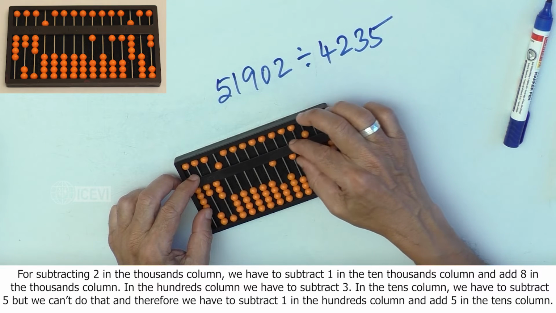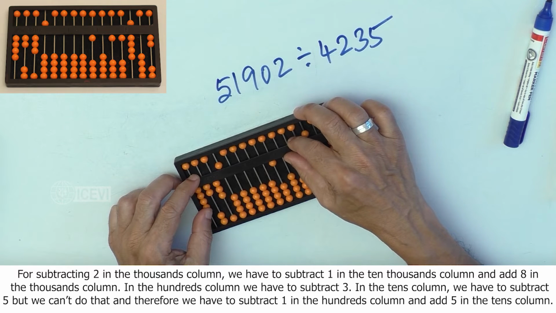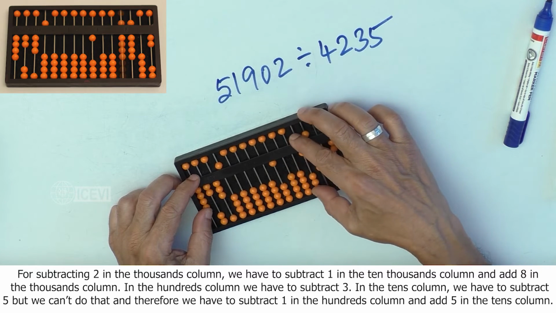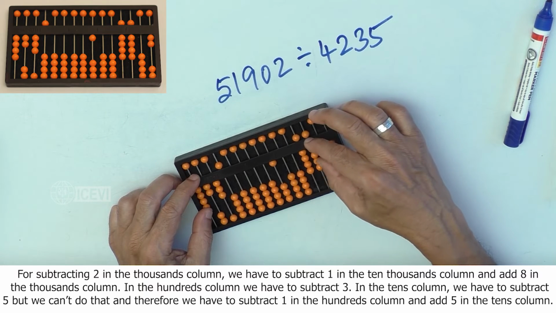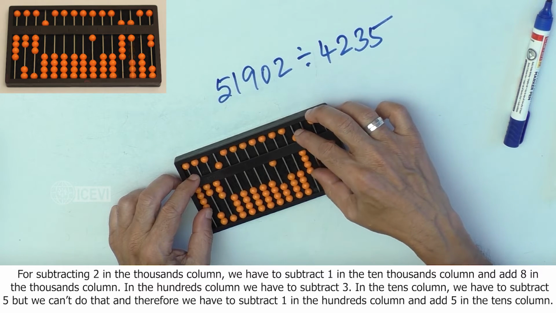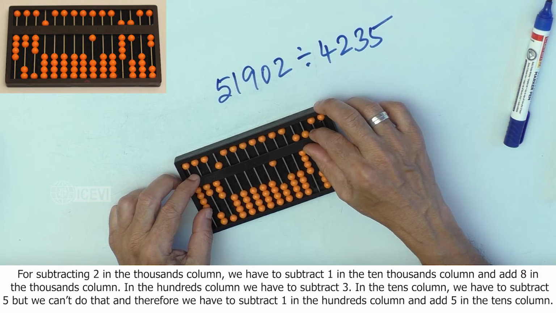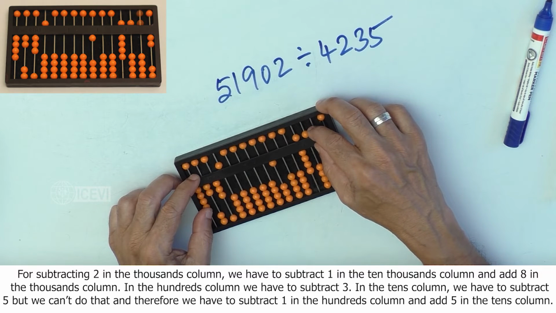For subtracting 2 in the thousands column, we have to subtract 1 in the 10,000s column and add 8 in the thousands column. In the hundreds column, we have to subtract 3. In the tens column, we have to subtract 5, but we can't do that, and therefore we have to subtract 1 in the hundreds column and add 5 in the tens column.